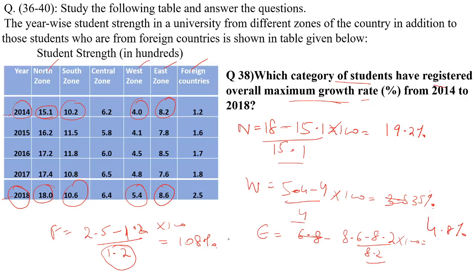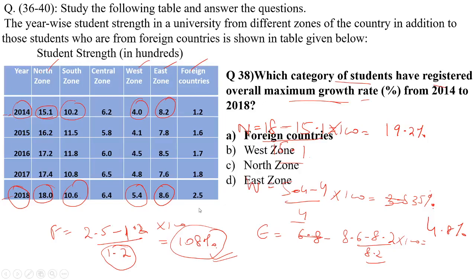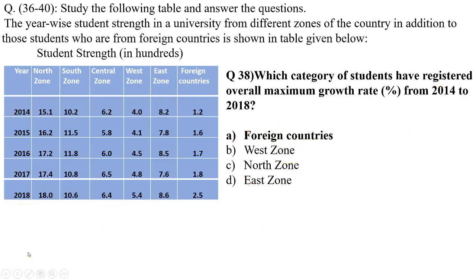So here the maximum growth rate is of foreign countries, 108%, and it's the maximum growth rate, right? So let's check the options. Option A, right? Foreign countries. I think it's not visible properly, so now you can see foreign countries has the maximum growth rate.